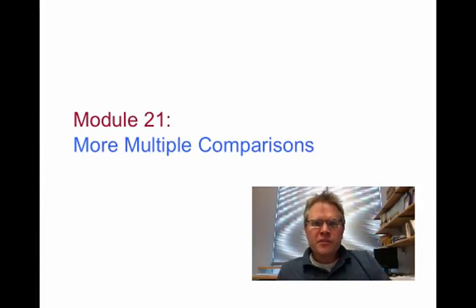Hi. In the previous modules, we've talked about the multiple comparisons problem. We talked about two approaches towards making principled thresholds of statistical maps, and these were controlling for the family-wise error rate and the false discovery rate. In this module, we're going to compare the two methods a little bit.